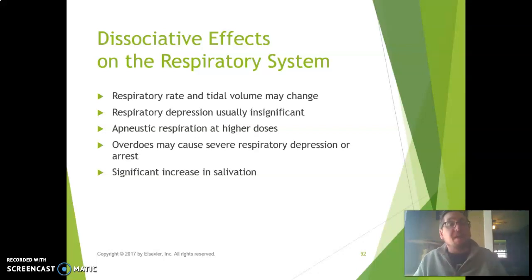And if this animal gets an overdose, it can cause severe respiratory depression or even arrest. And another side effect is, generally speaking, your animal will start to drool heavily, i.e. hypersalivate.